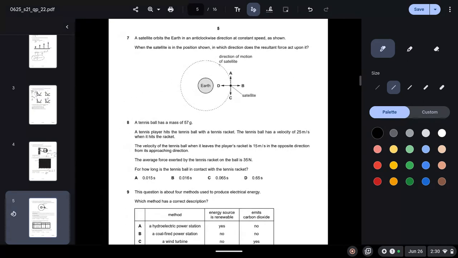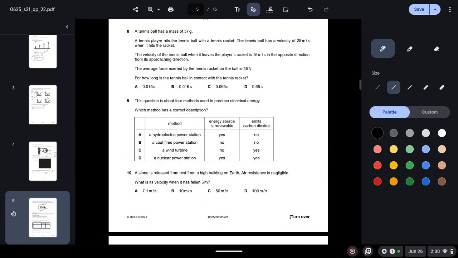Question 7. A satellite orbits the Earth in an anti-clockwise direction at constant speed as shown. When the satellite is in the position shown, in which direction does the resultant force act upon it? So we know that for any body in orbit around any other body, in a circular orbit or in an elliptical orbit, the resultant force will always be directed towards that object, because the gravity of that object causes the satellite to be in orbit. So the gravity of the object is basically pulling the satellite towards it. So D will be the answer.